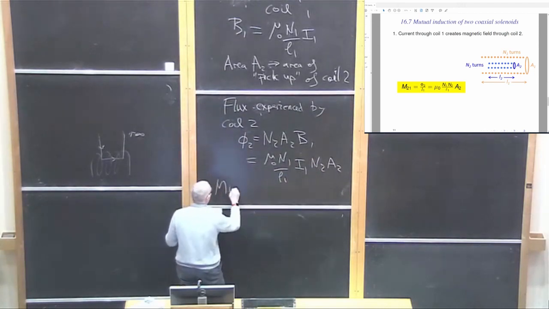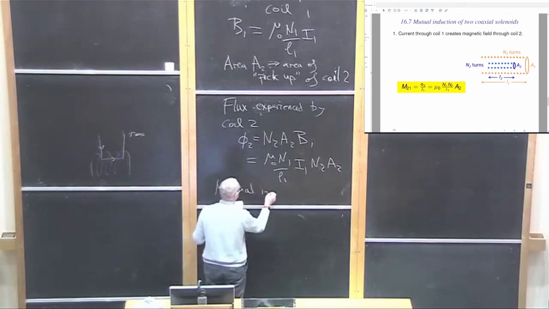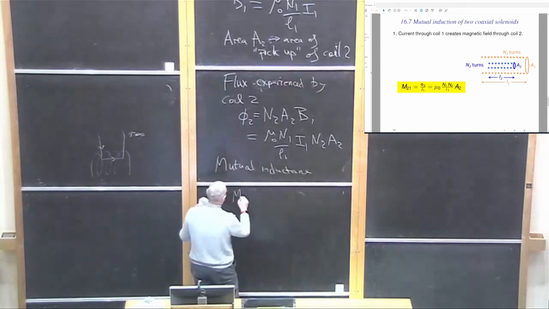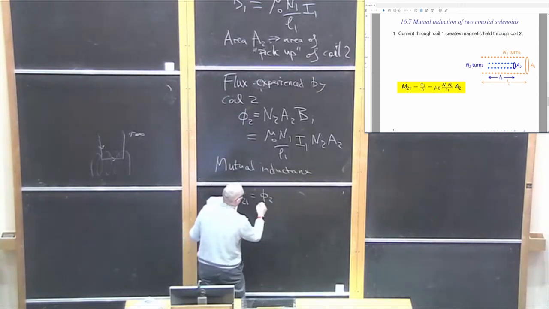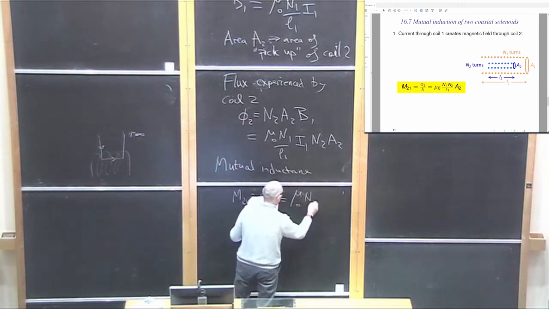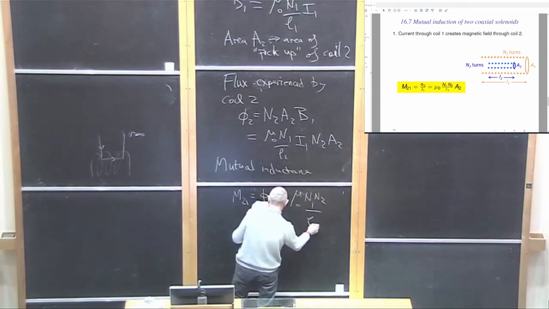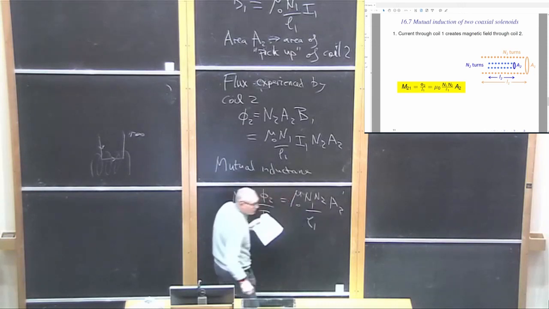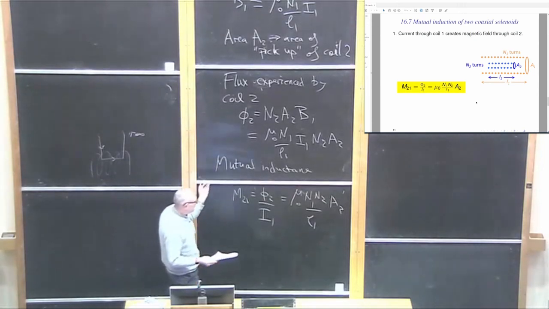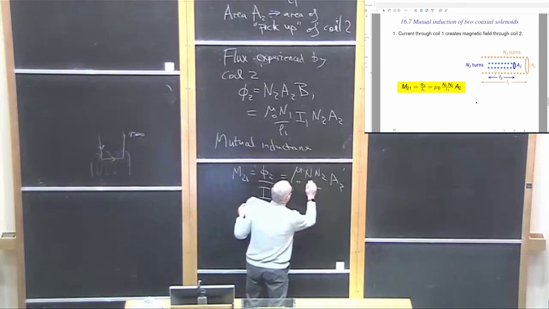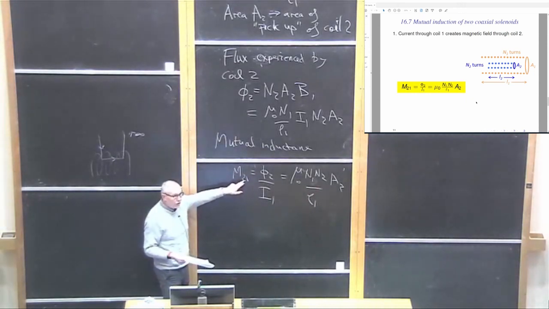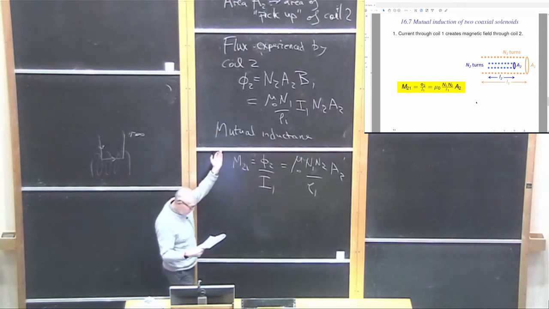So the mutual inductance M21 is equal to phi 2 over I1, which is equal to mu naught N1 N2 over L1 times A2. So it's just what's written there. So that's it. We've calculated the mutual inductance of coil 2 due to a change in coil 1.